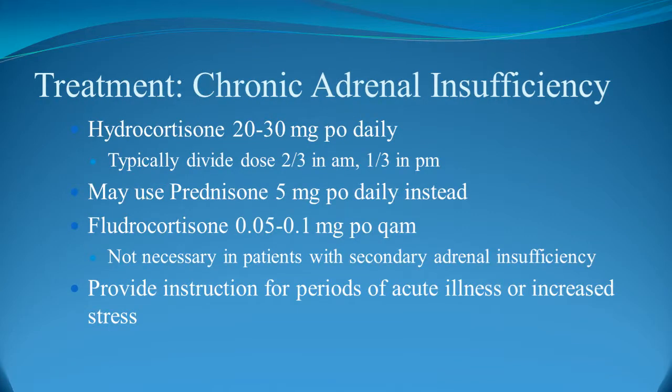Chronic adrenal insufficiency treatment: hydrocortisone 20 to 30 mg PO daily, typically divided into two-thirds in AM and one-third in PM. May use prednisone 5 mg PO daily instead. Fludrocortisone 0.05 to 0.1 mg PO at 9 AM, not necessarily in patients with secondary adrenal insufficiency. Provide instruction for the period of acute illness or increased stress.